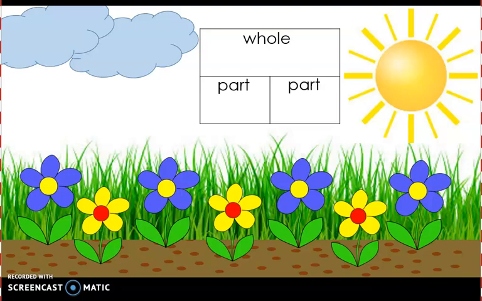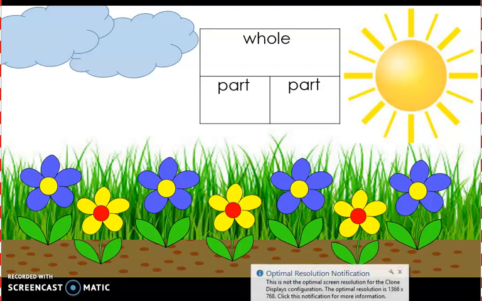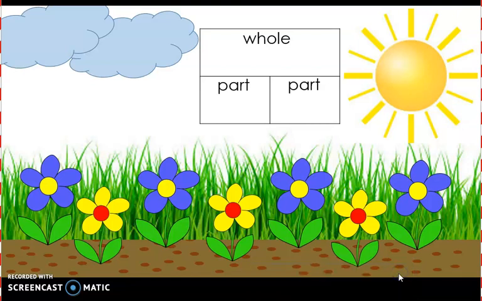We are getting ready to do math today. And today we are going to be working on addition. We are still going to be working on bringing two numbers together to get a sum or a total. But if you look here on the screen, we are going to start using some terms that you may or may not have heard before.